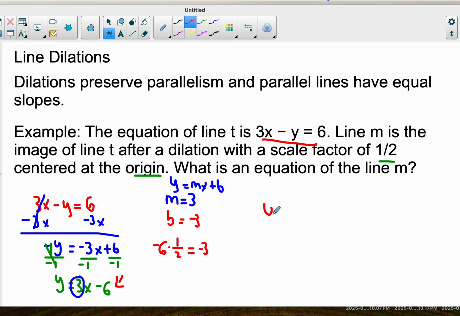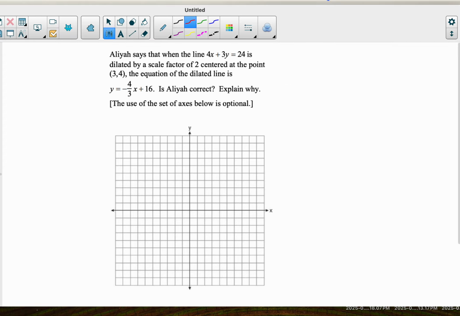So the equation of our dilated line should be y equals 3x, because the slope is 3, minus 3, because the y-intercept is negative 3. So anytime you have a line equation centered at the origin, the slope stays the same after the dilation, because dilations always make parallel lines, so the slopes will always be the same. You could take the y-intercept and multiply it by the scale factor.